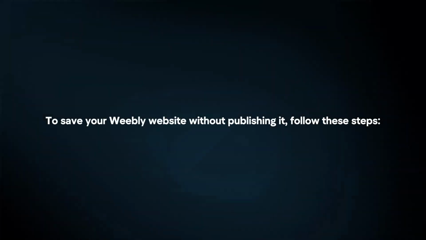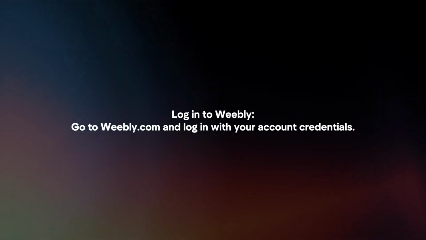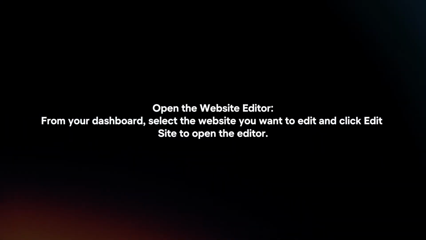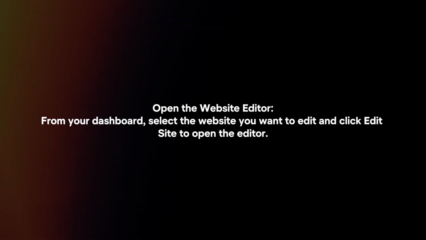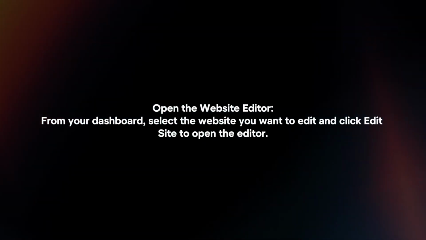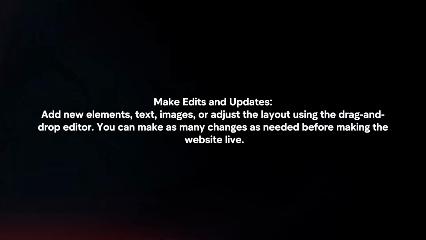To save your Weebly website without publishing it, follow these steps. Log into Weebly. Go to weebly.com and log in with your account credentials. Open the website editor. From your dashboard, select the website you want to edit and click Edit Site to open the editor.